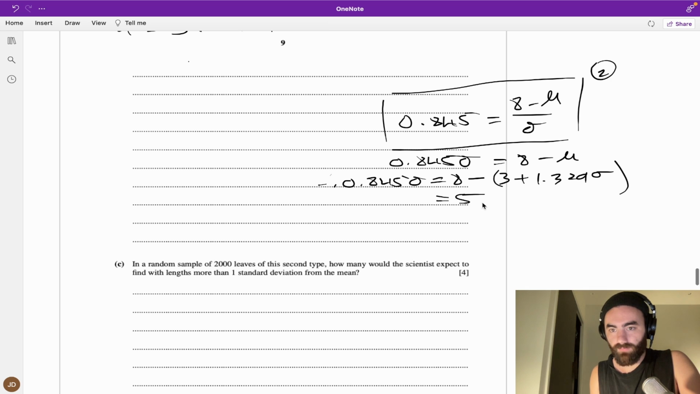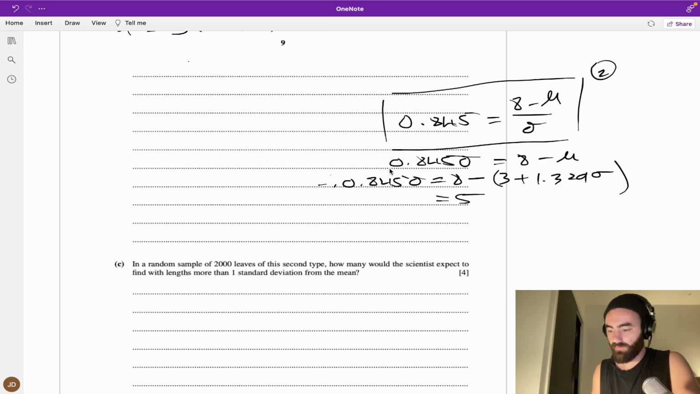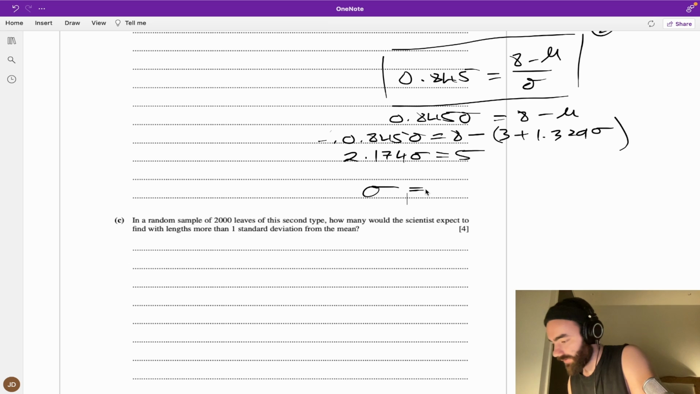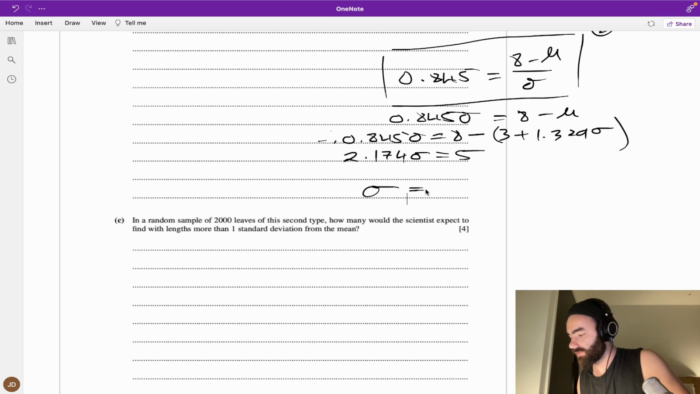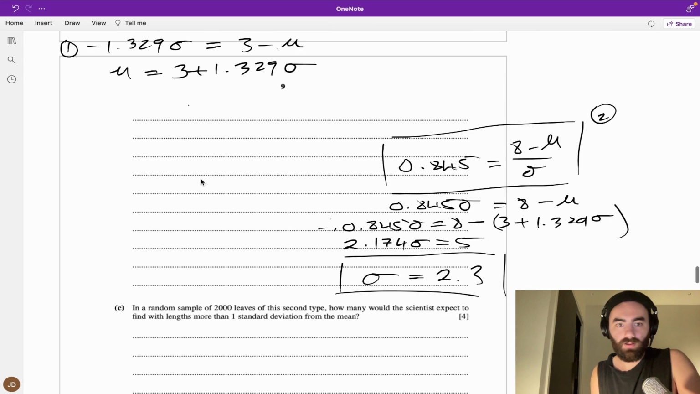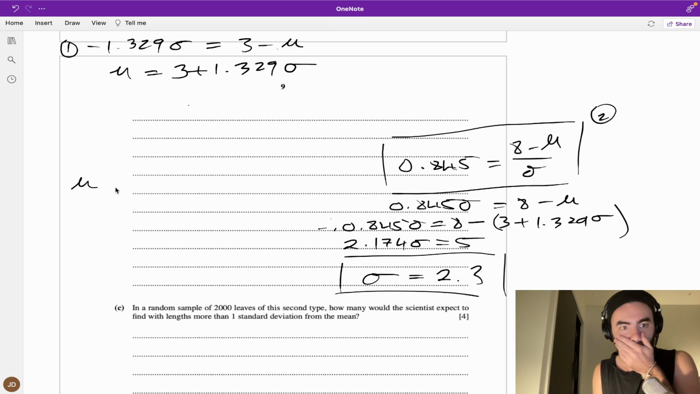So this gives us 5 minus 1.329 lambda. We're going to take that over, so it'll be a plus. So it's 0.845 plus 1.329, 2.174. So this is 2.174 lambda. So lambda equals 5 divided by this, which is 2.2999, or 2.3. And our mean, therefore, if we substitute this into here, we'll get this times 1.329 plus 3, which is 6.06.